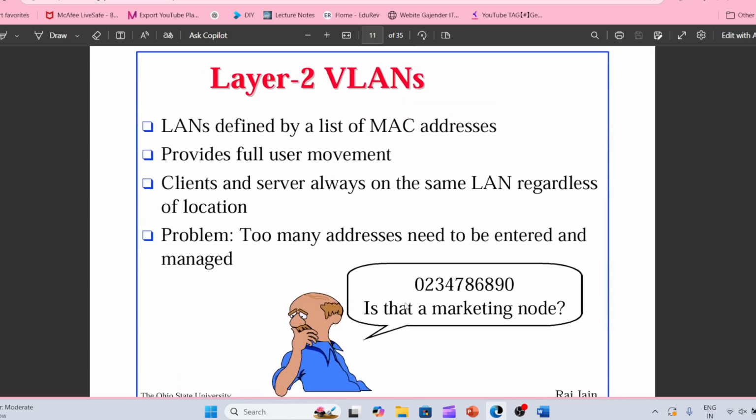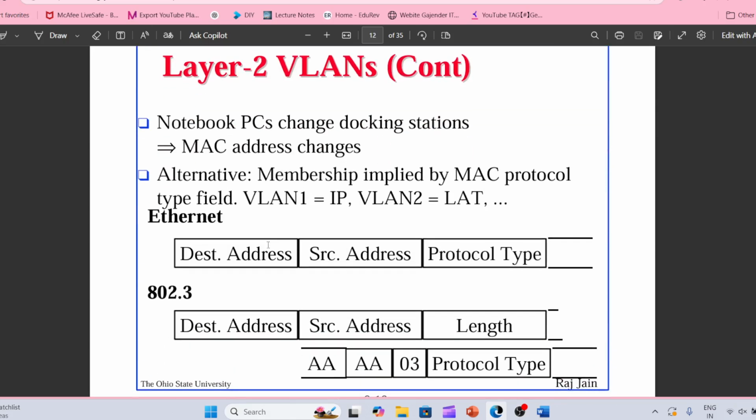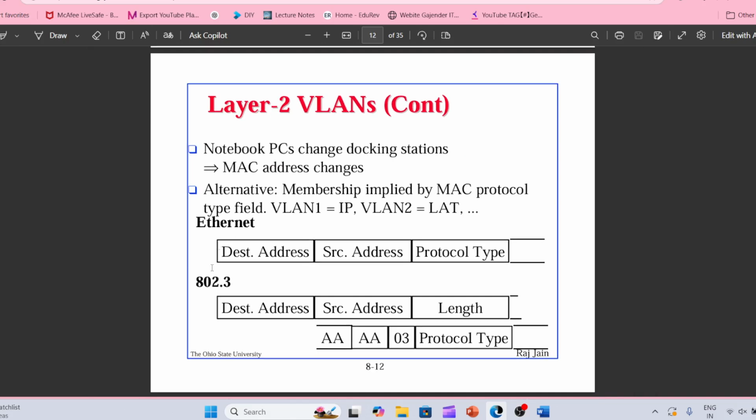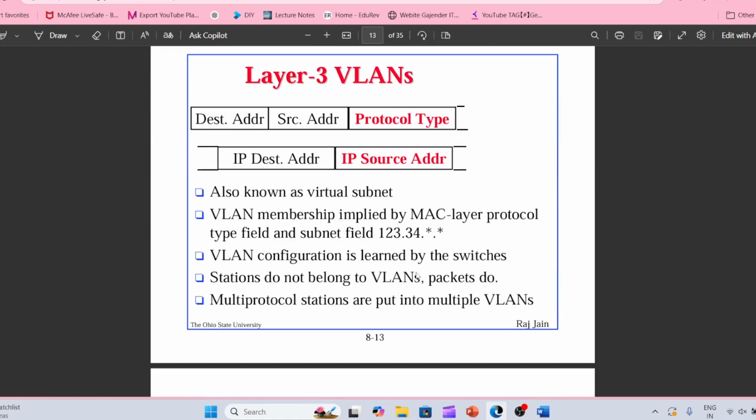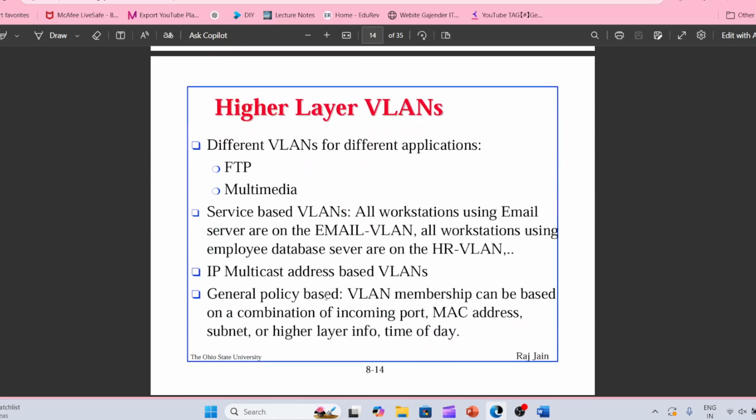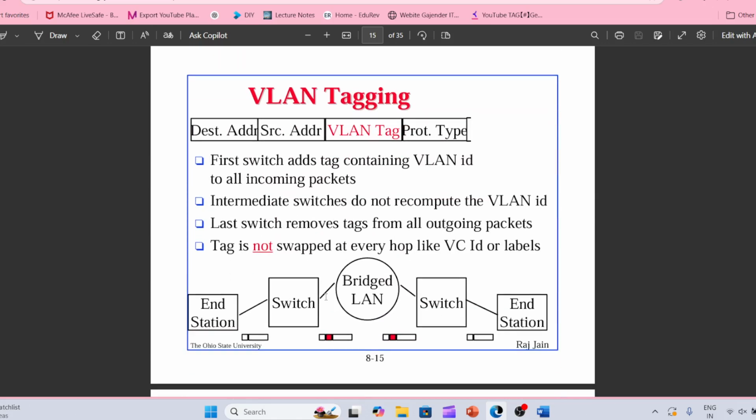Then we have the layer 2 LAN, in which we have the MAC address. In that we also have the Ethernet frame, with the destination address, source address, and a protocol field. Then we have layer 3, which is also known as virtual subnet. In that we have the IP address, and we can configure it using some software. There we also have VLAN tagging and the port number on which it is enabled.